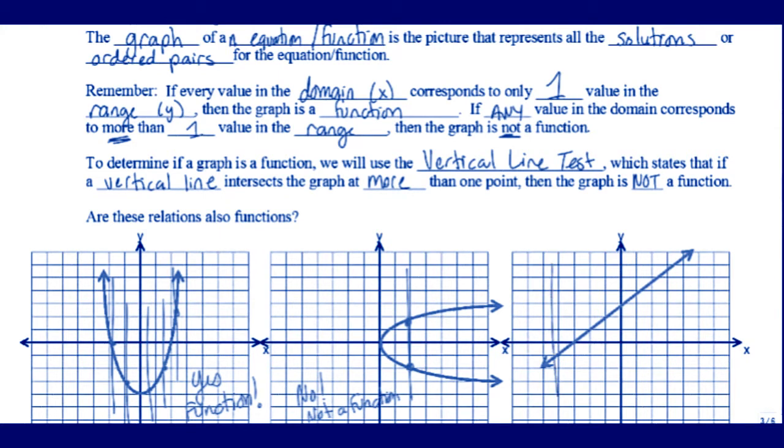In our third example, when I pass a vertical line from left to right, you may use your pencil. Every red line that I draw crosses the graph at most at one place. In this case, my graph is a function.